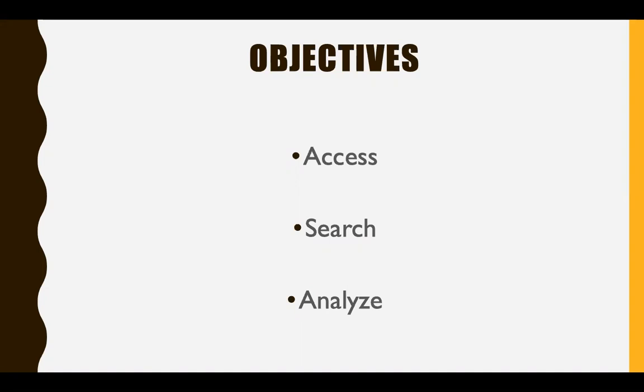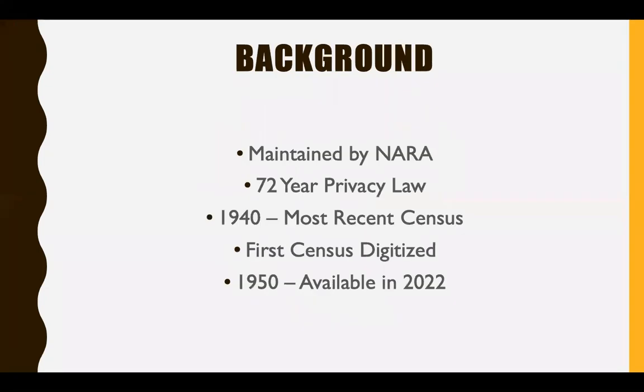Before we begin, it's helpful to have some background information on the United States Census, and this year in particular. Census records from 1940 and earlier are maintained by the National Archives and Records Administration, not by the current Census Bureau. Due to privacy laws created to protect living people, census records may not be released to the public until 72 years after they are created. This is why the 1940 census is the most recent census that is available to the public.